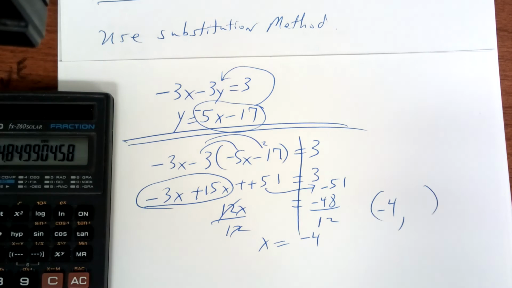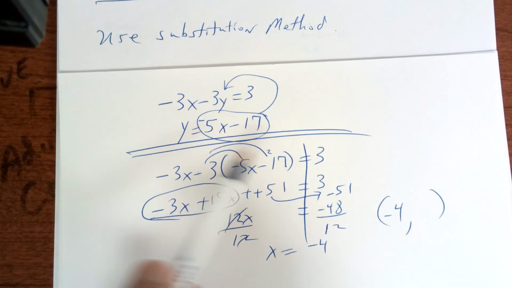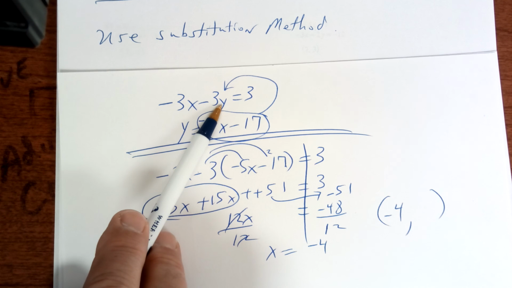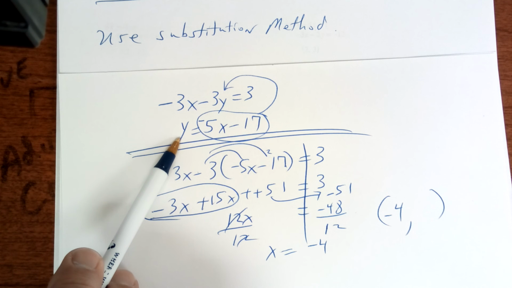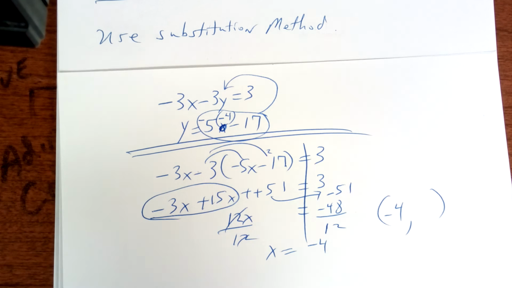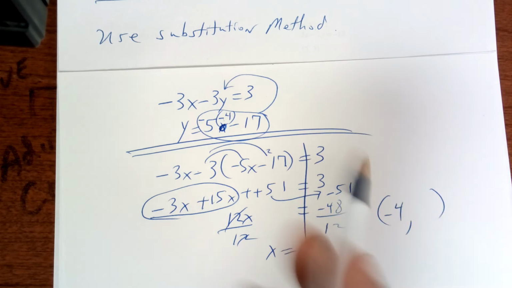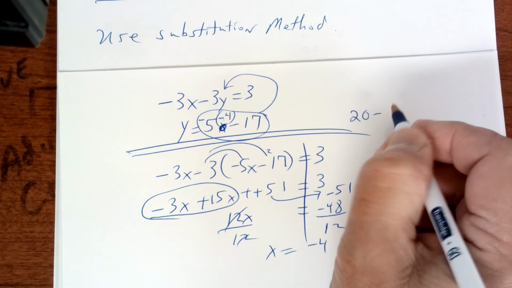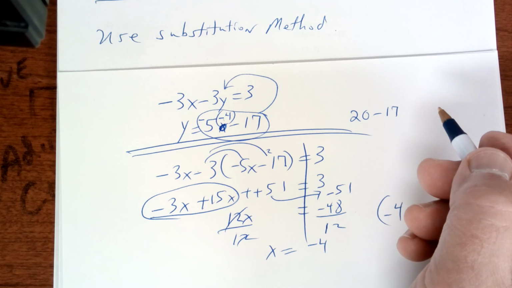And then once you get your x, you got to plug it in for your y. I would plug it in. You can put it here and work it out. But I would put it right here since y is already by itself. So scratch out the x and put negative 4 right here for the x. So this gives you a positive 20 minus 17, or negative 17 there. And that's going to give you a positive 3.